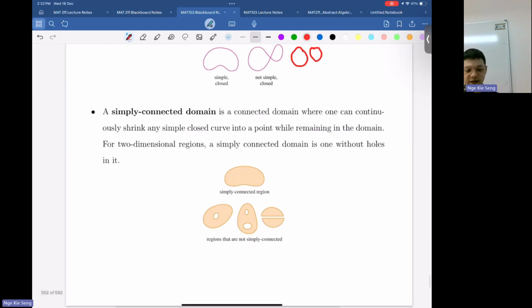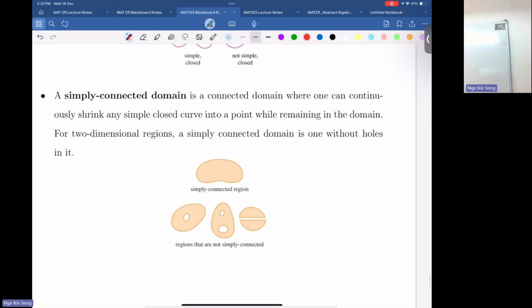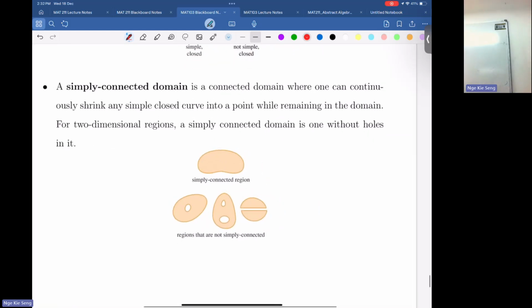So why do we consider a simple curve here? We want to introduce what is called simply connected. So here involve two ideas. One is connected, one is simply. So it has to be connected first of all. Connected means any two points you can connect by a path. Simply connected means one can continuously shrink any simple closed curve into a point while remaining in the domain.